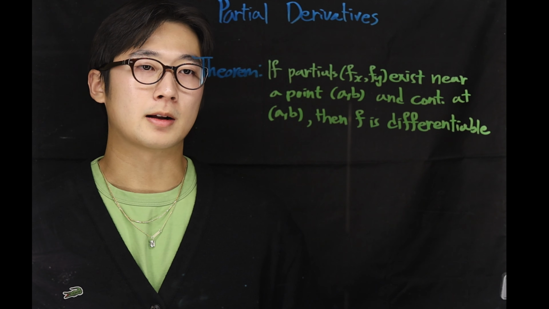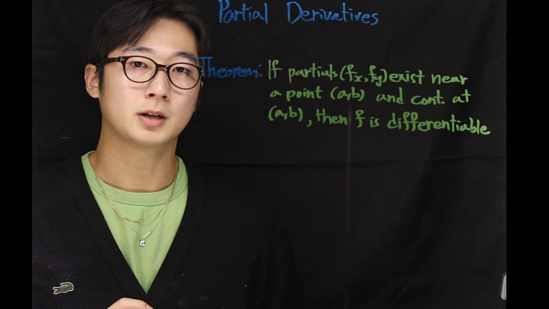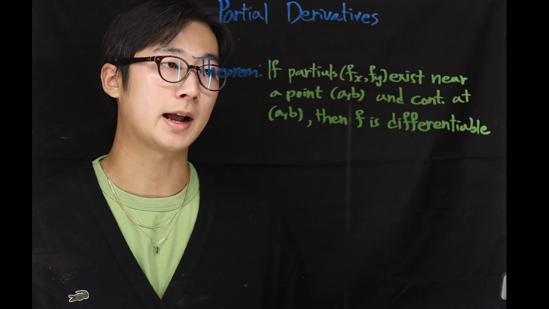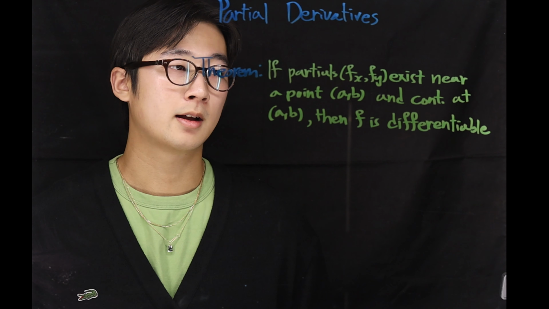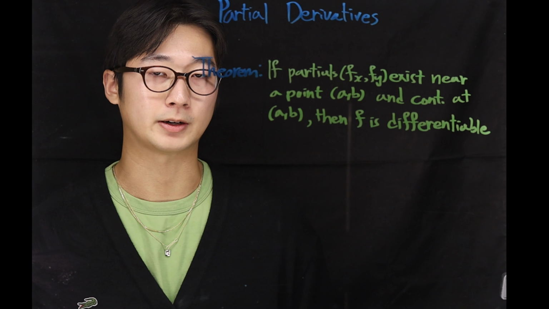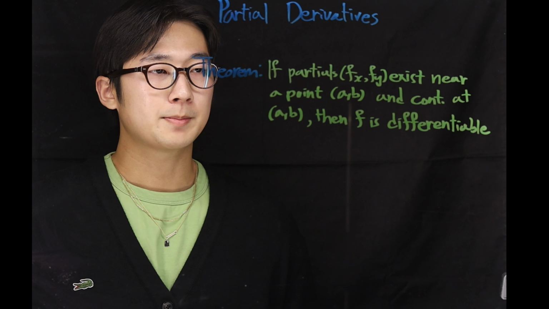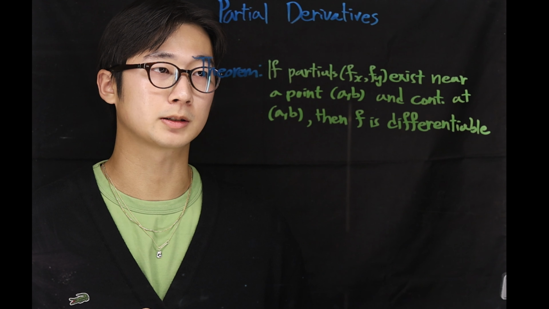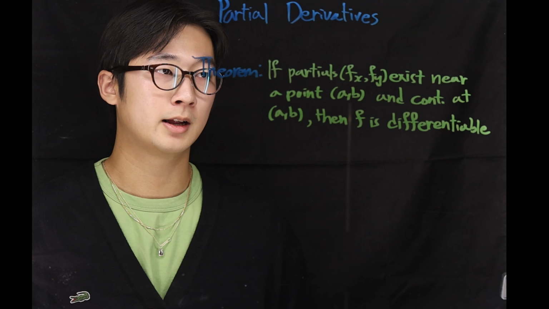Actually, I wanted to talk about just one more idea really briefly. There's a theorem which says if partial x and partial y exist near a point (a, b), and if they are continuous at the point (a, b), then the function f is differentiable. It's pretty interesting. What it means is that the continuity of partials guarantees that the function f is differentiable.